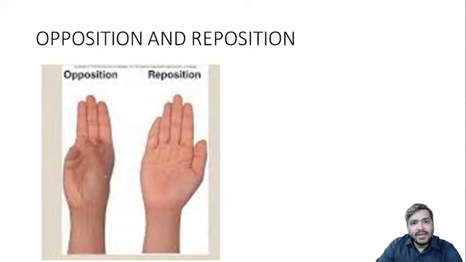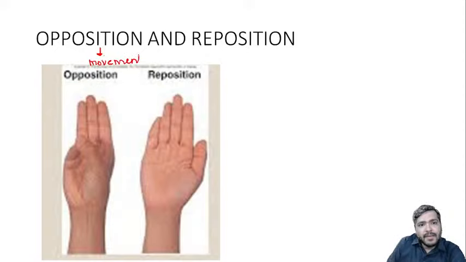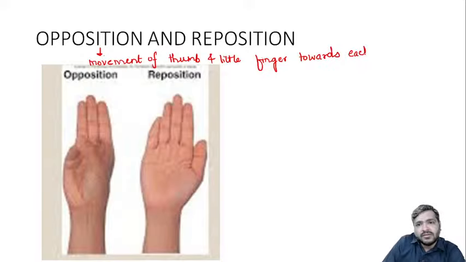The last anatomical movement that I wanted to discuss with you is opposition and reposition. Opposition simply means movement of the thumb and little finger towards each other, and reposition means returning to the same anatomical position.